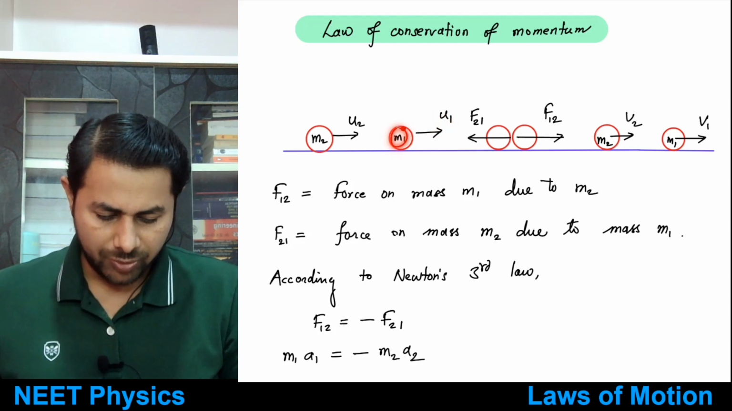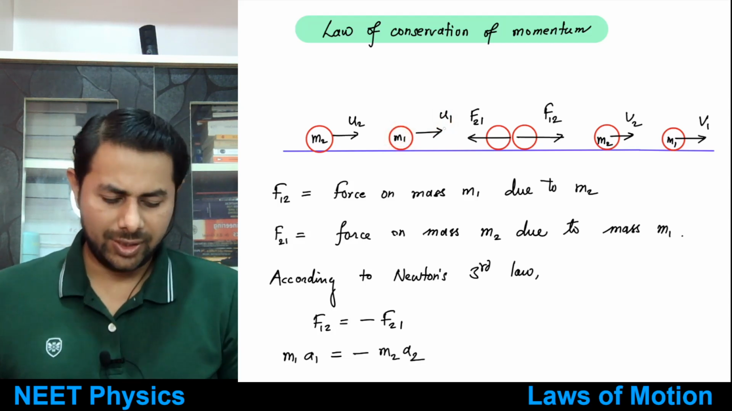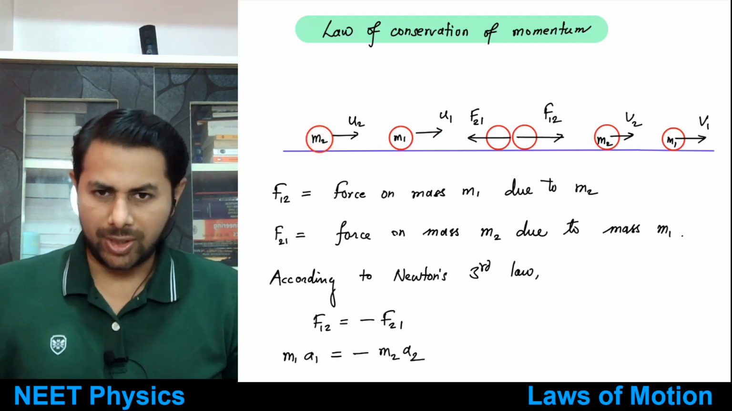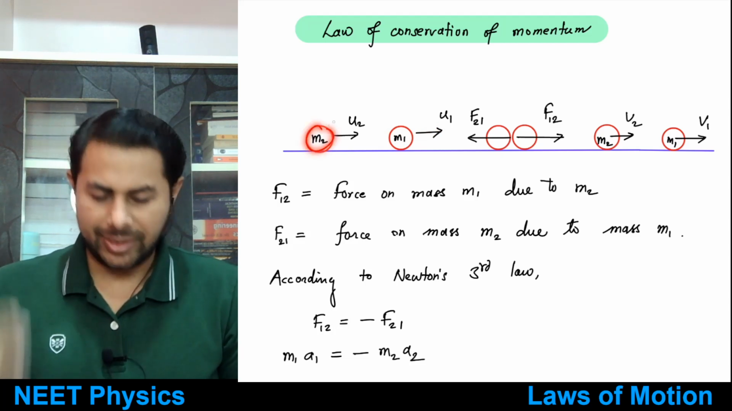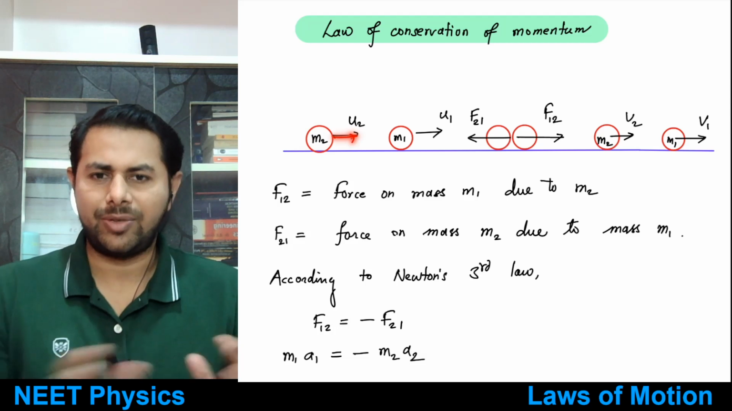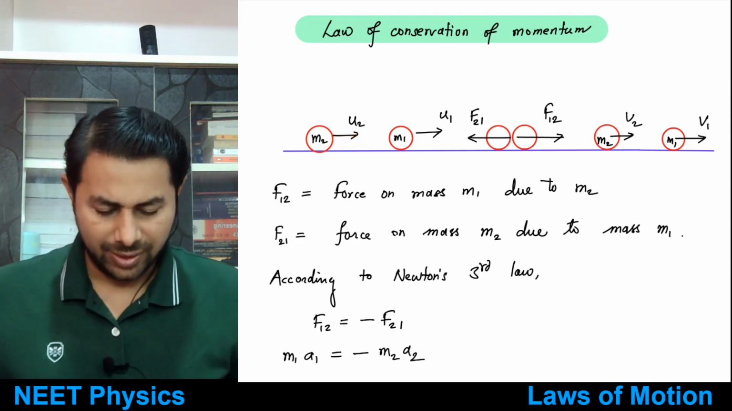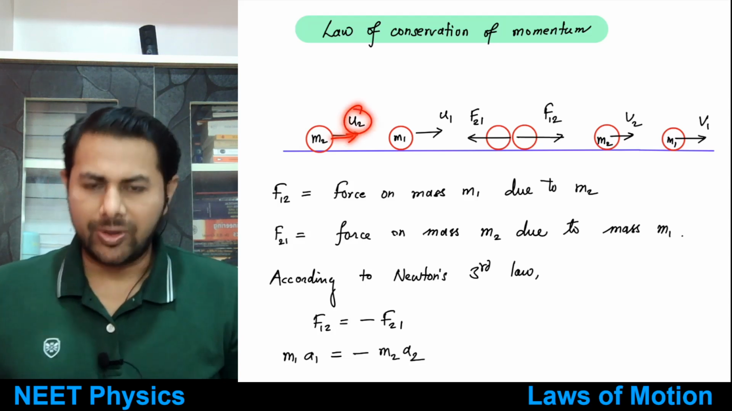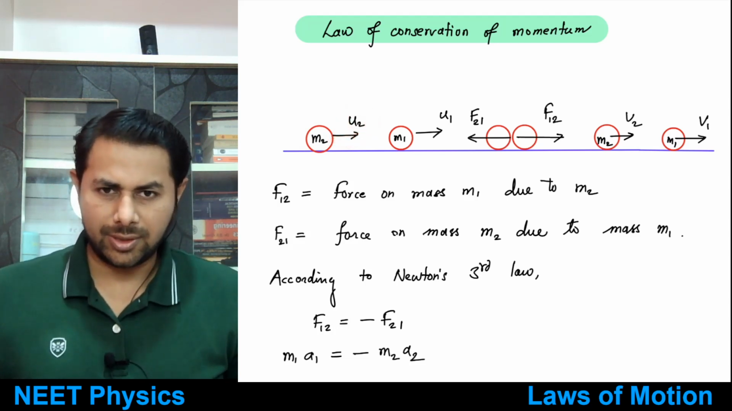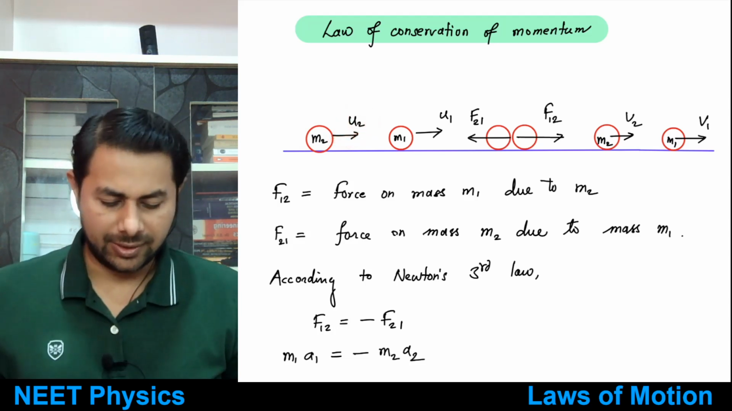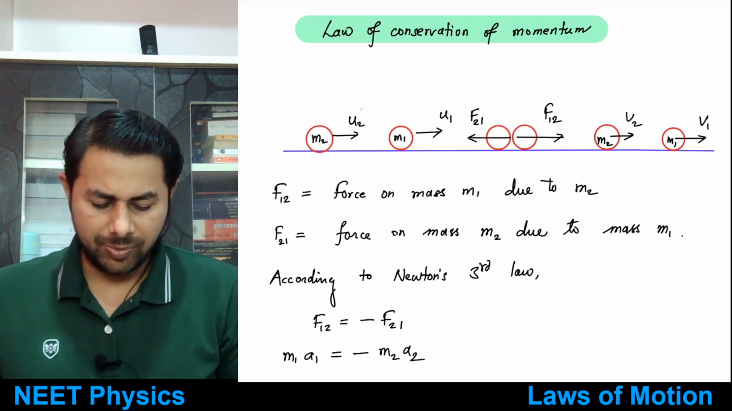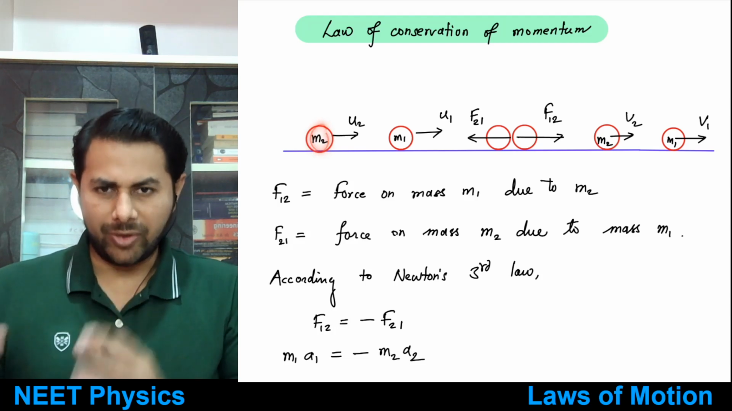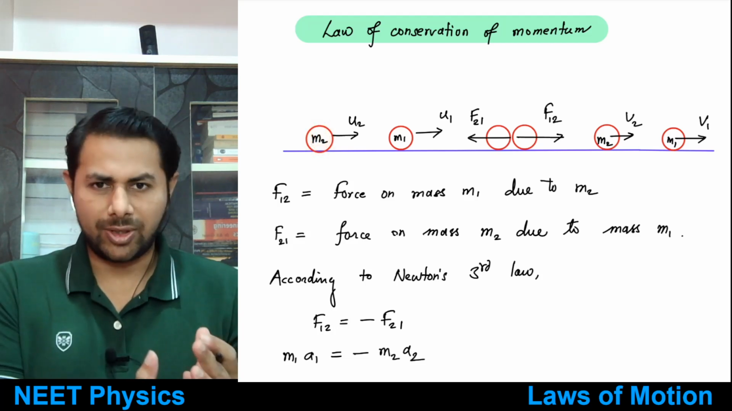Suppose it's moving on this floor with velocity u1, and there is another ball which has mass m2. It is following the first ball and it's moving with velocity u2, and they are moving in the same straight line. Now if u2 is greater than u1, then what will happen? The second ball will collide with the first ball.